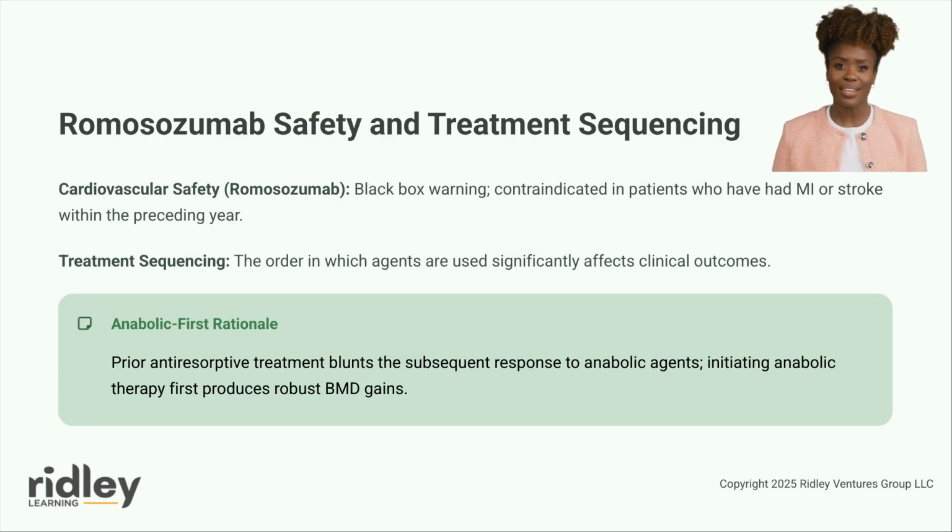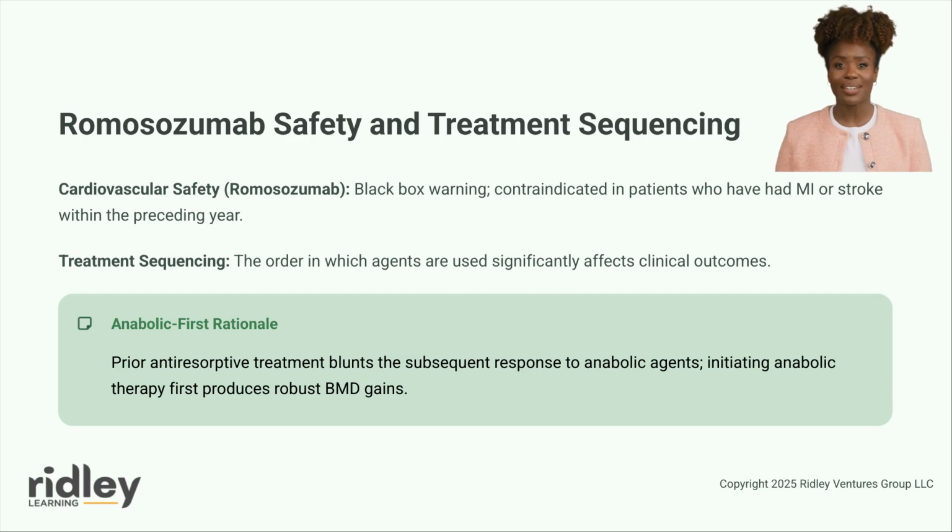This is driven by recognition that the order in which agents are used affects clinical outcomes. The traditional approach of reserving anabolic agents for patients who have failed anti-resorptive therapy has been challenged by evidence demonstrating that prior anti-resorptive treatment blunts the subsequent response to anabolic agents. When teriparatide or abaloparatide are initiated in patients previously treated with bisphosphonates or denosumab, the bone mineral density gains are smaller and achieved more slowly than in treatment-naive patients.